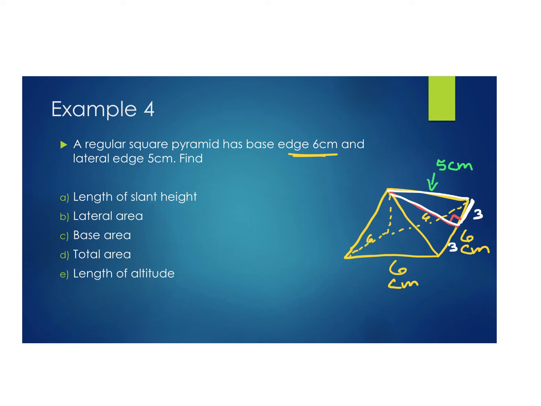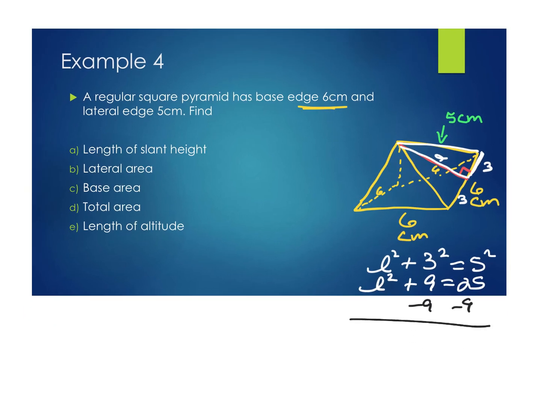And now I'm looking for the slant height, which we'll call L. So I'm going to use the Pythagorean Theorem. L squared plus 3 squared equals 5 squared. Now some of you are going to recognize that this is actually a Pythagorean triple, but if not, let's finish the Pythagorean Theorem. Move the 9. L squared equals 16, square root it, and the slant height is 4.